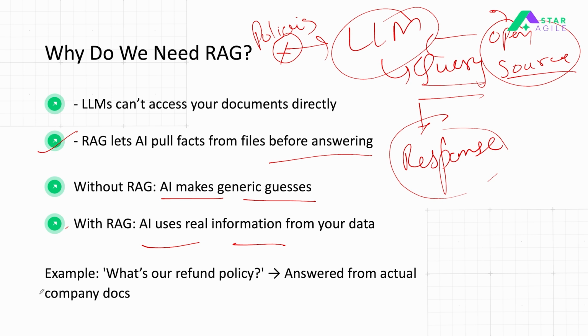So for example, if the customer is asking us what's the refund policy for the item, then the RAG will look at the refund policy for that specific item and then generate the response by looking at that policy only. That's basically the benefit of using RAG with large language models.